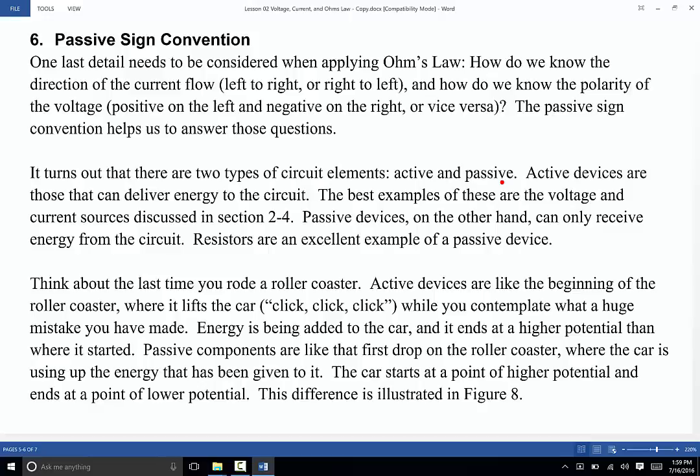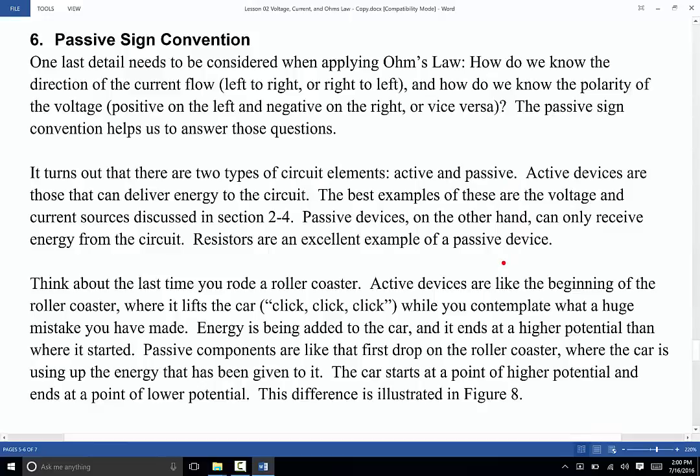You could think another example of this would be a light bulb. A light bulb, especially old-timey incandescent bulbs, are really just resistors in a glass container. So if you had a light bulb, you wouldn't really have any energy. It can only absorb or receive energy from whatever the power supply is.